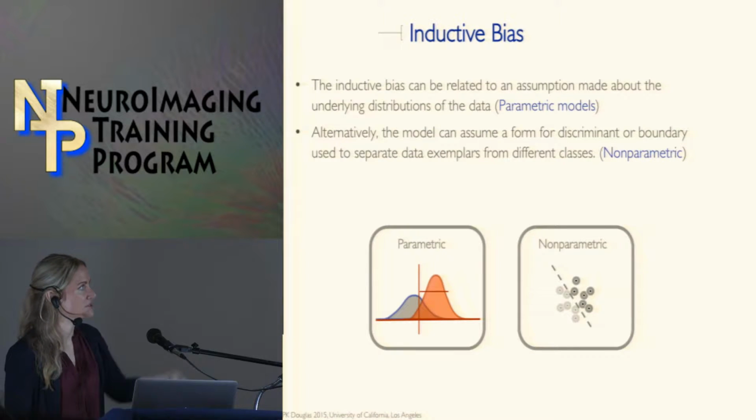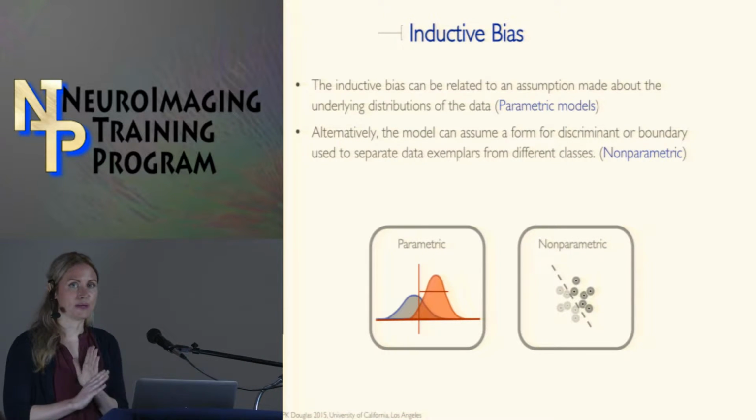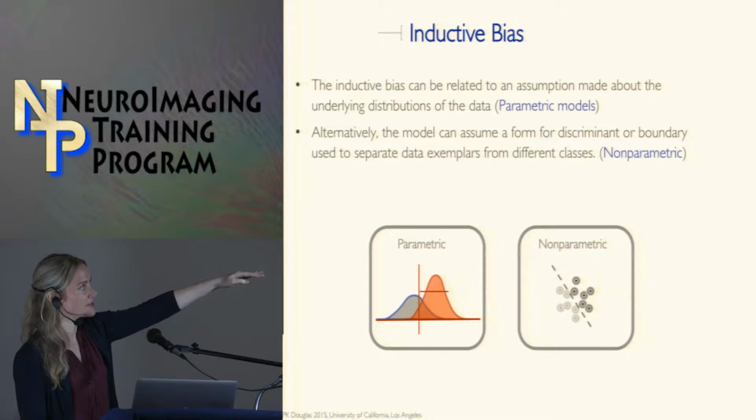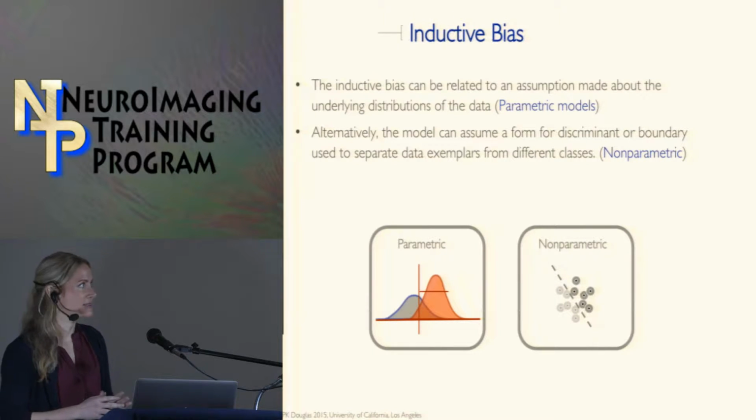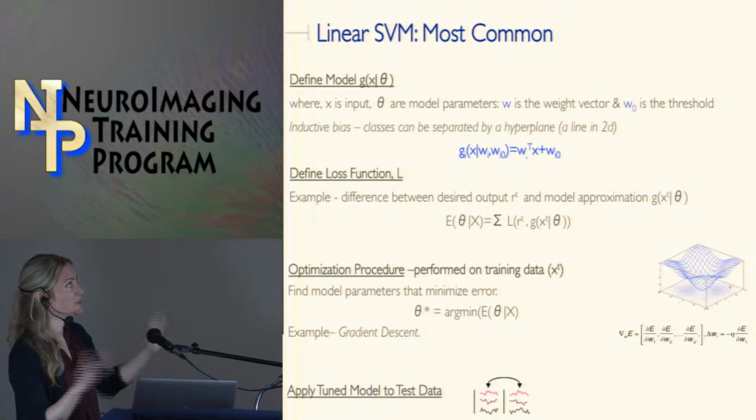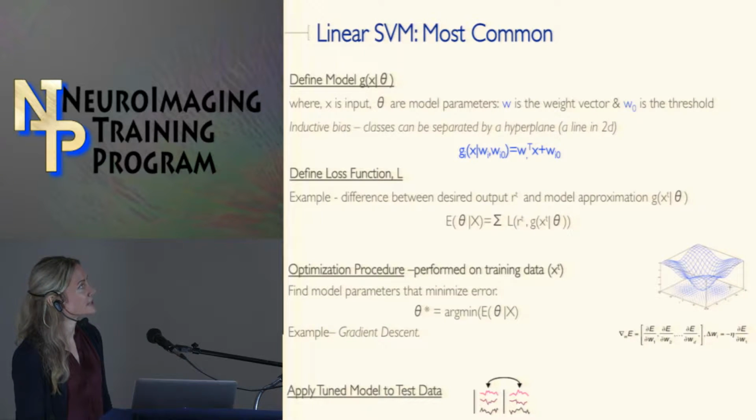Some of the assumptions could be based on what type of discriminant or boundary is used to separate the different classes. Those are non-parametric. Most of what I've seen people apply in the fMRI world is non-parametric, because most people are using linear discriminant or support vector machine.